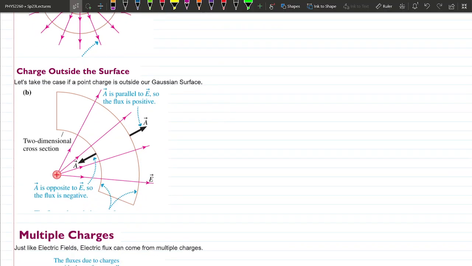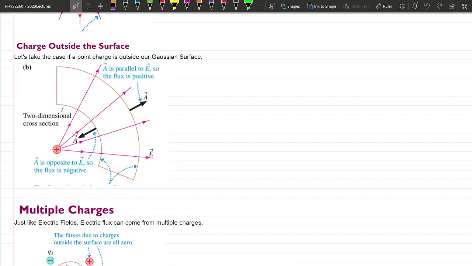Let's talk about what happens if we have a charge outside our Gaussian surface. The book uses this example here, but this can be used for any shape where your charge, instead of being inside your Gaussian surface, is outside. Now we're going to redeclare our Gaussian surface as this. I don't even know what this is. It's like a wedge of a pineapple or something like that. Okay, so this orange thing is our Gaussian surface now.